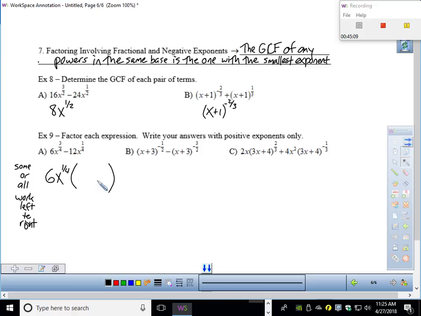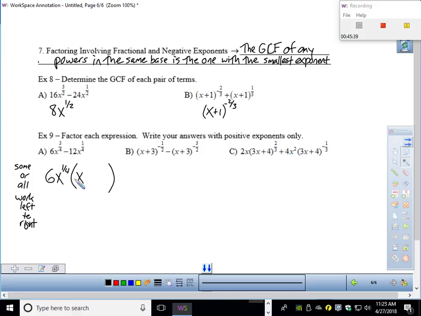So here's how it works. I start here, and I ask myself, did I take some or all of the 6 out? I took all of it out. There it is. Then I go here, working left to right. Did I take some or all of the x to the 3/4 out? Well, I took some of it out because I only took x to the 1/4 out, which means right away I have x raised to something inside the parentheses.